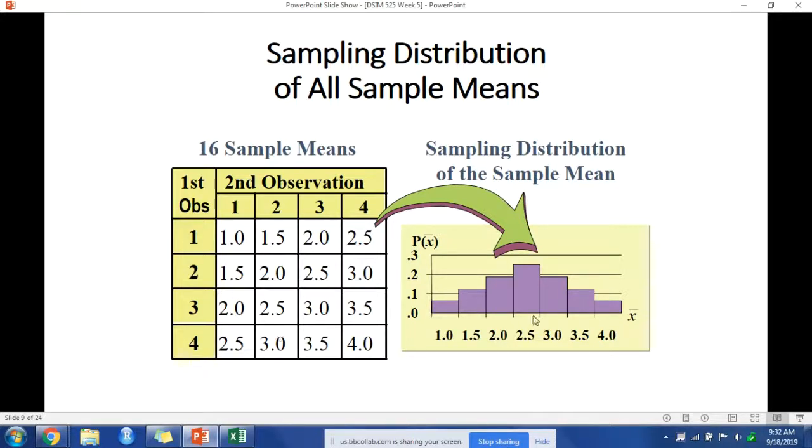Same thing with 2.0. We have 3/16. Finally, 2.5 will be on the diagonal, and it'll be 4/16, which is 25%, which will be the middle of our sampling distribution. Same way we find 3.0 is 3/16, 3.5 is 2/16, and 4.0 is 1/16.